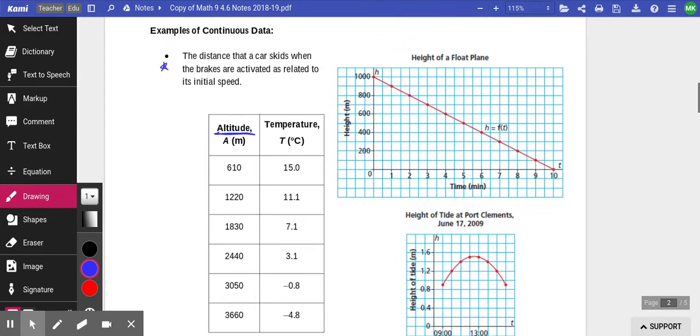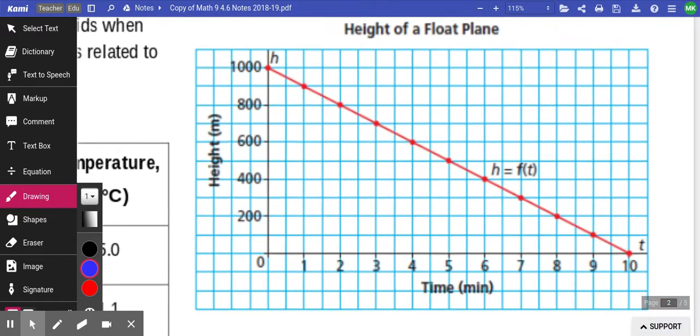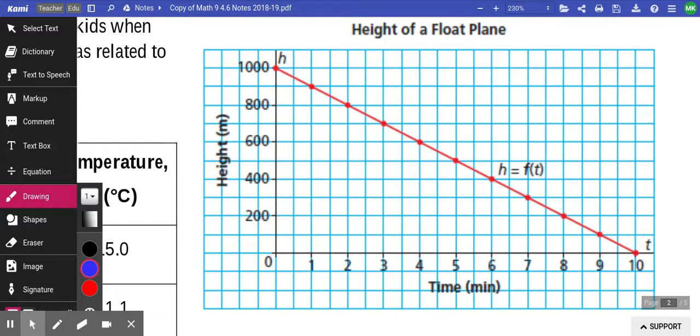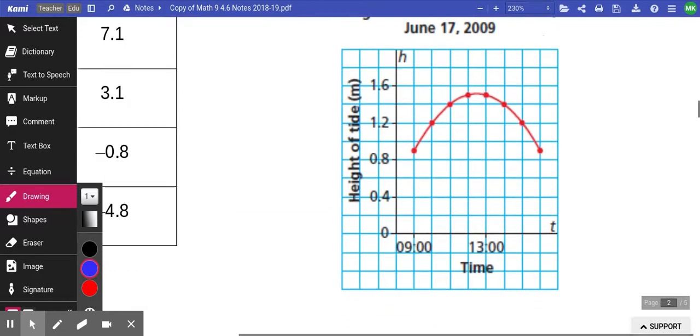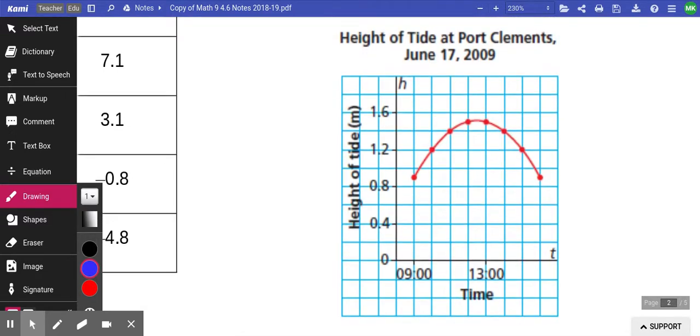So the top one is the height of a plane at a given time. And you'll see that's the path of the plane. It's slowly going down. So the plane started here, and the plane slowly is going down. The longer it takes, it's lower and lower. It doesn't just jump to a spot. That'd be terrifying. The height of a tide, so that's like the height of the water in the ocean.